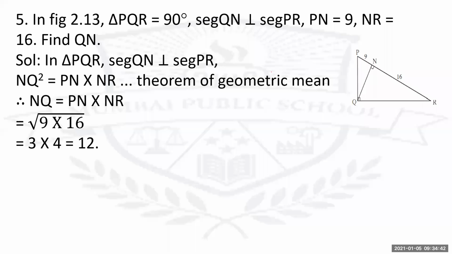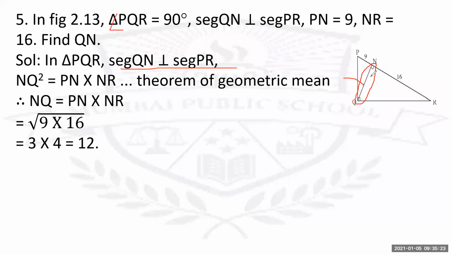Triangle PQR, angle PQR equals 90 degrees in the figure. QN is perpendicular to PR, PN equals 9, and NR equals 16. You have to find the length of QN. So in triangle PQR, QN is perpendicular to PR. When this altitude is perpendicular, you're directly going to apply the geometric mean.